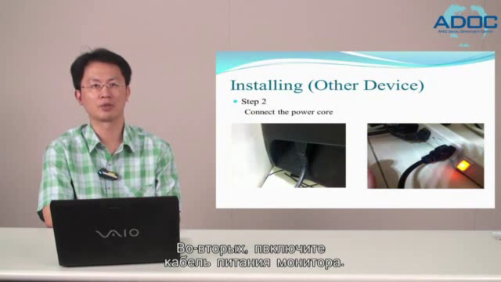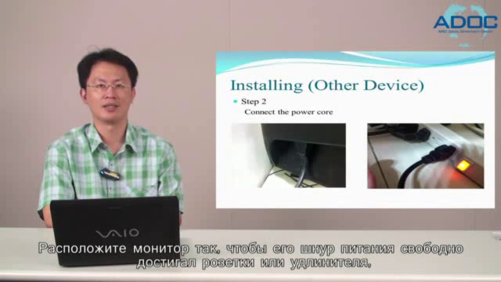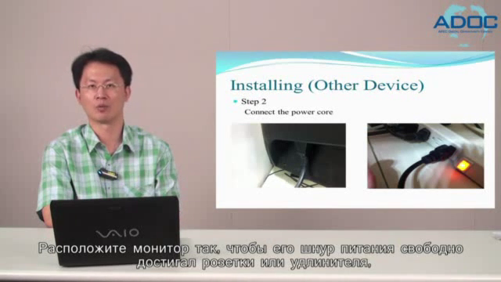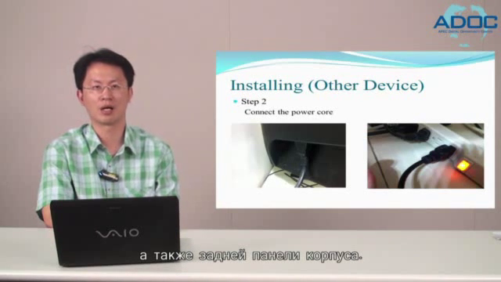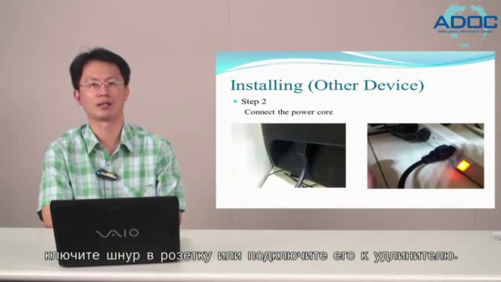The second step is to connect the power cord of the monitor. Position the monitor so its cords can easily reach the outlet or power strip and the back of the computer tower. Plug the monitor into the outlet or power strip.